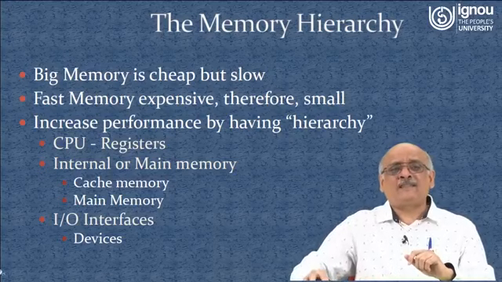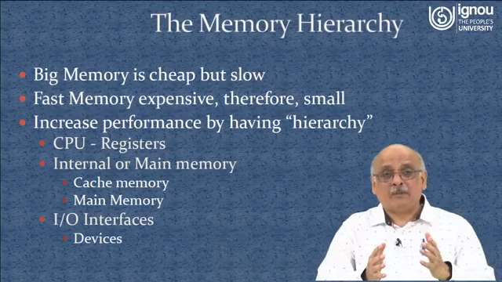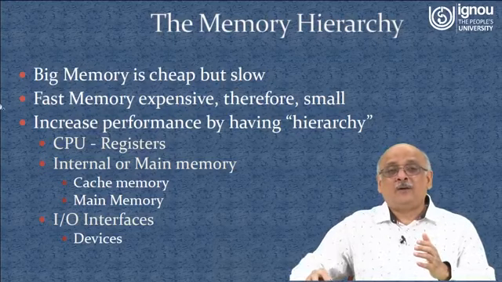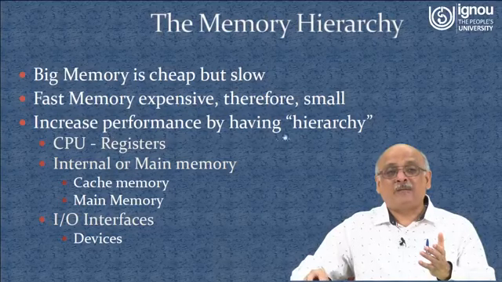So first of all, let us define the memory hierarchy. Now what happens in general, this is what you are going to find, that big memory is cheap but slow. What is a big memory? That is the question here. Then fast memories are expensive, therefore small. Okay, and then what are these fast memories? As we increase performance by having hierarchy. So what is this hierarchy all about?